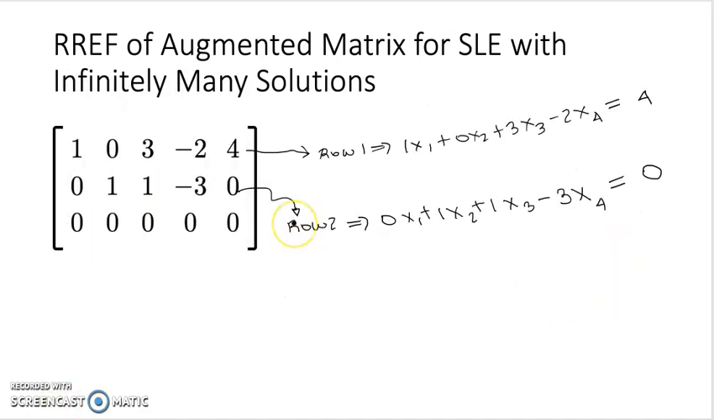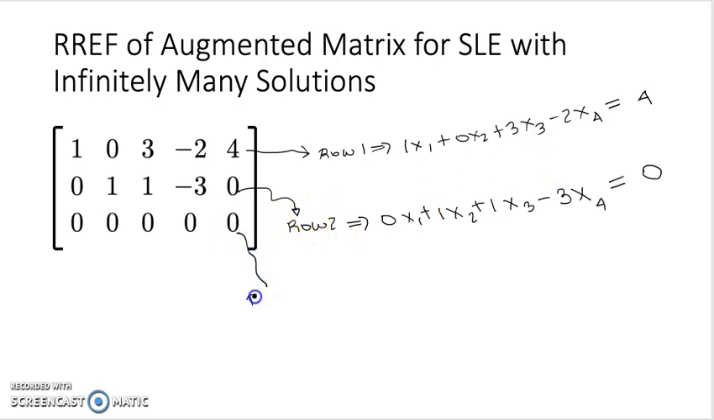So the third type of solution set is one in which the system supports not just one solution, but in fact many solutions, as many as infinity of solutions, if you will. So from the first row, this RREF tells us that we have an equation that looks like 1x1, 0x2, 3x3 minus 2x4 equals 4. The second row tells us 0x1, 1x2 plus 1x3 minus 3x4 equals 0. Both of those equations are fine. There is nothing unusual. There is no contradiction.